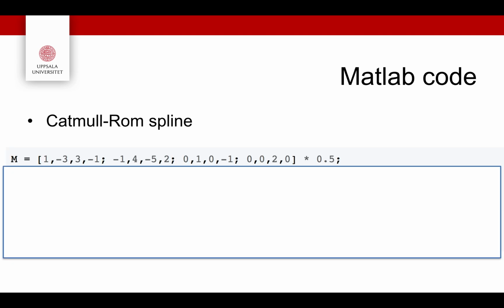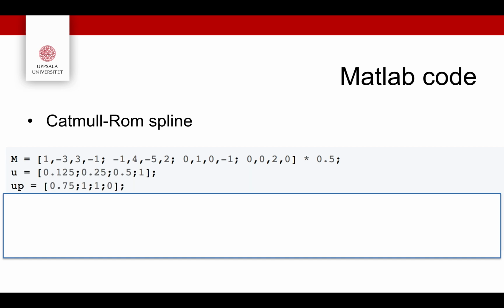Now, this has been a lot of math very fast, but let's look at a real example in Matlab code. First, we'll need a spline, and I chose here the very nice Catmull-Rom spline, which is defined like this. So here we have the base matrix. And then you need to set the center values for U, which is the spline itself, and UP is then the derivative.